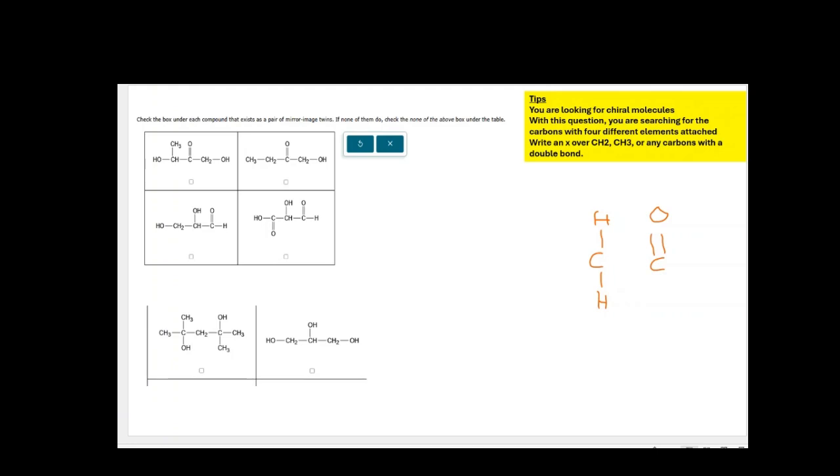Next up, I'm going to show you how to solve the ALEKS problem, identifying mirror image twins. What ALEKS is going to do here is show us four different carbon compounds, and it wants us to check a box or put a check mark under each of the compounds that exist as a pair of mirror image twins.